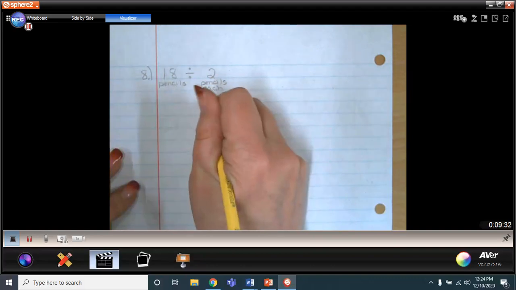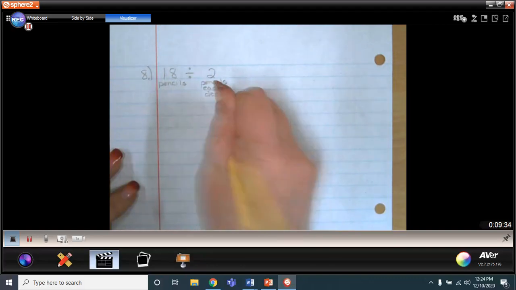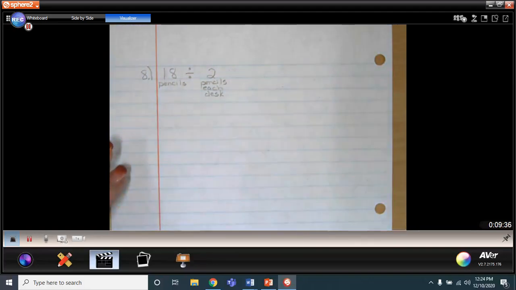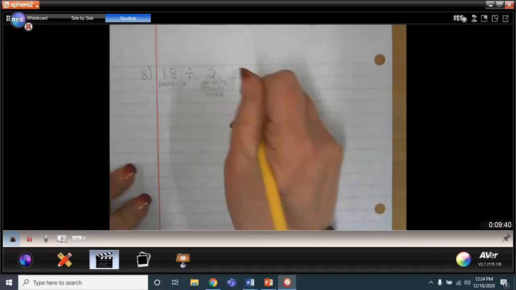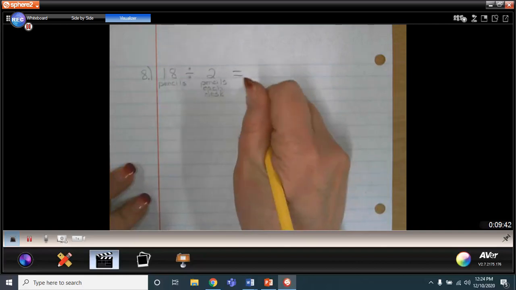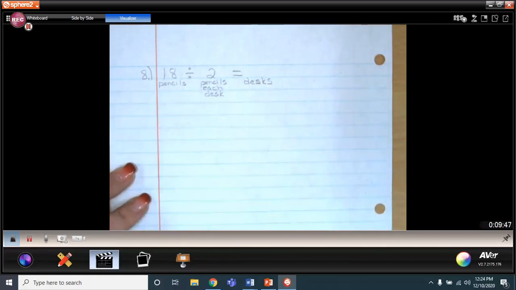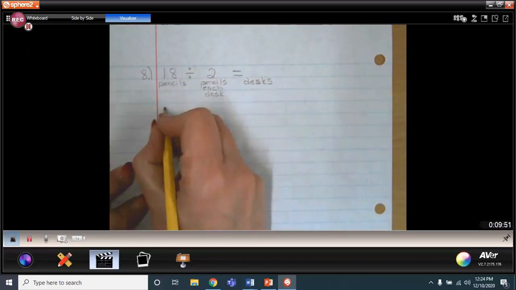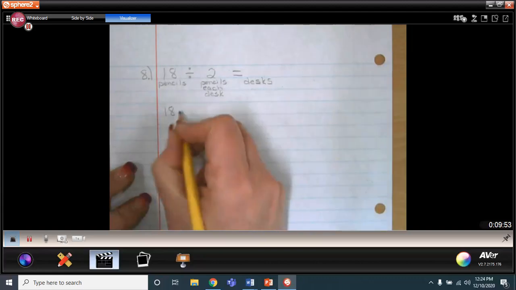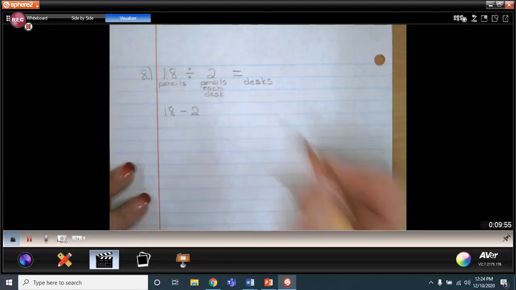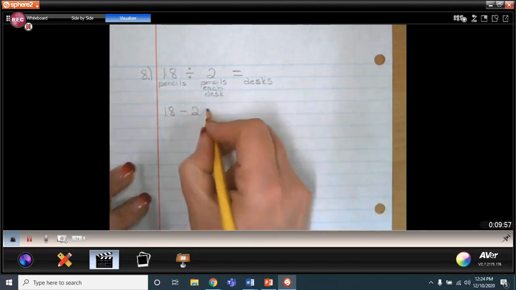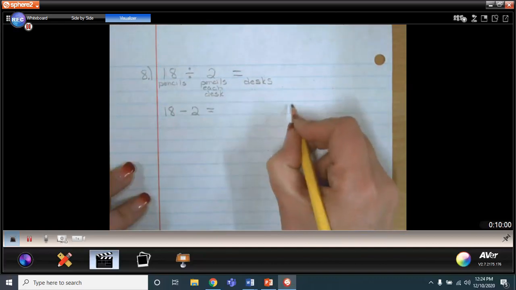So again, you're picturing what's happening here. So we could say June had 18 pencils and she put 2 pencils on each desk. How many desks? Desks are going to be the groups. How many desks are there? So I'm going to start off with 18 total pencils, and I'm going to put 2 pencils down on a desk. So I'm just going to model that over here.